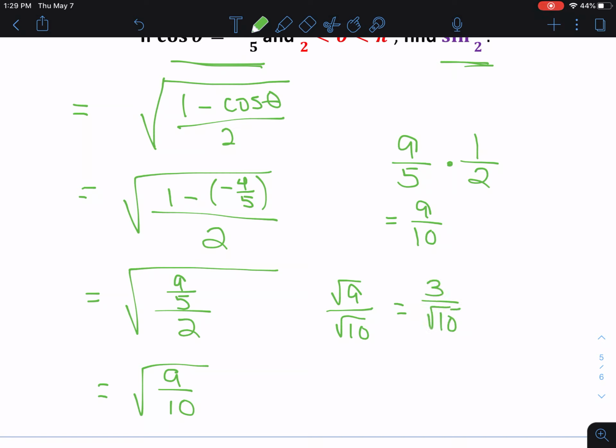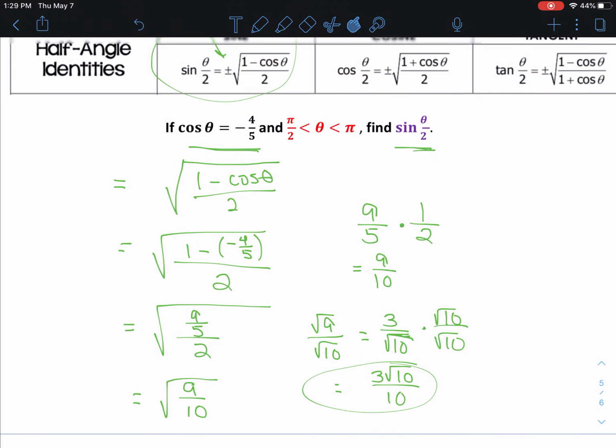square root of 10. Now we have a little issue with the radical being in the denominator, so we're going to multiply by a special form of 1 here. We end up with 3 root 10 over 10 as our answer. I can't simplify the 3 and the 10 any further. So there we go. We've just used a half angle identity to solve and find sine of theta over 2.